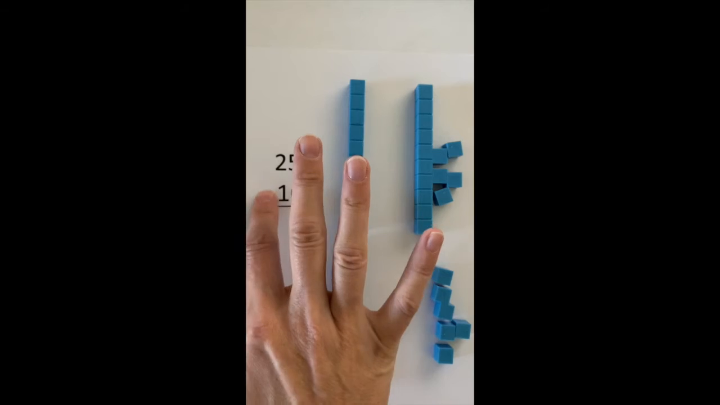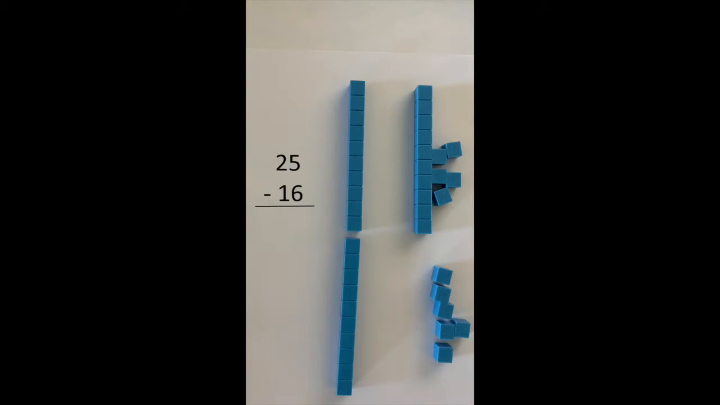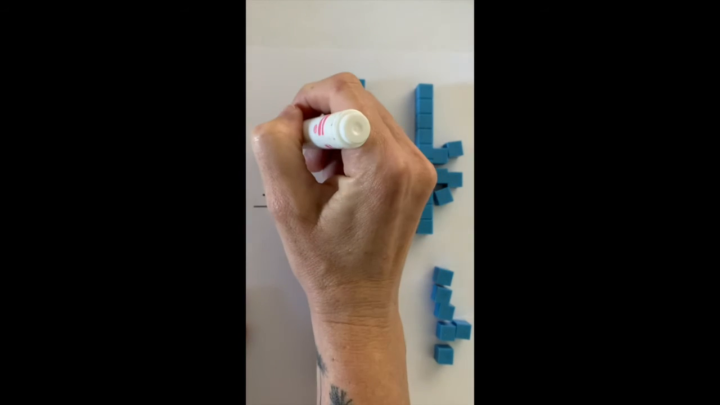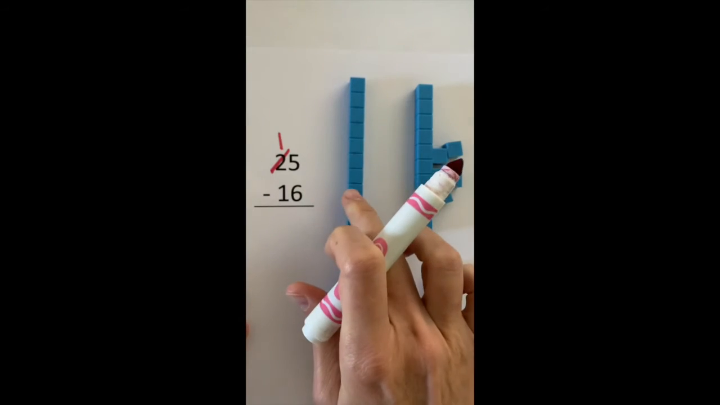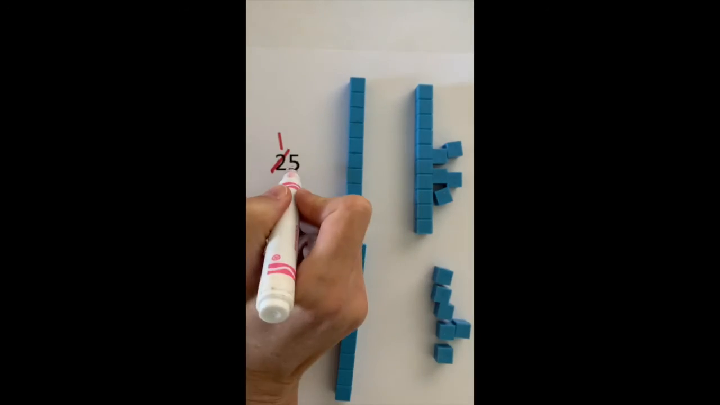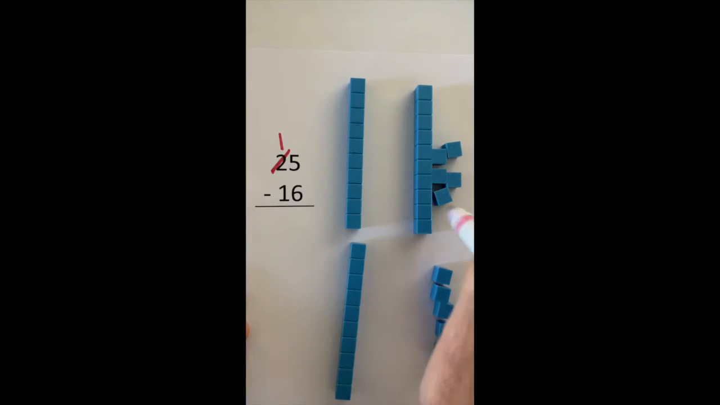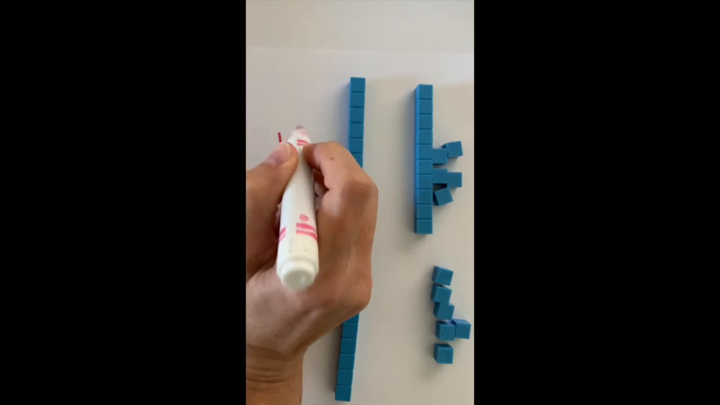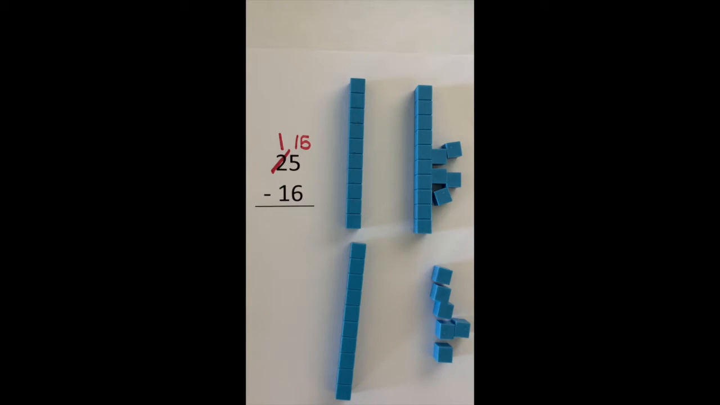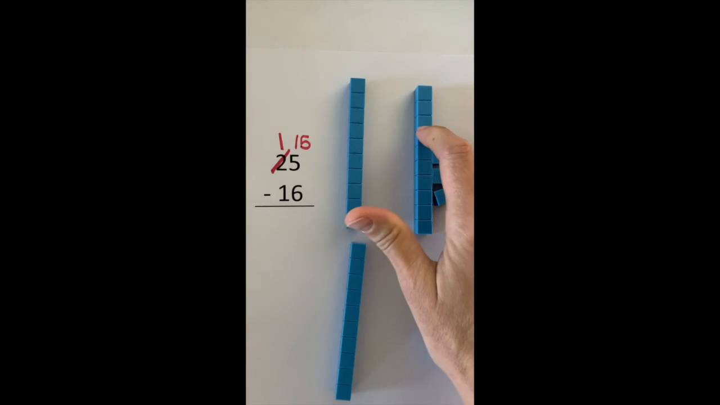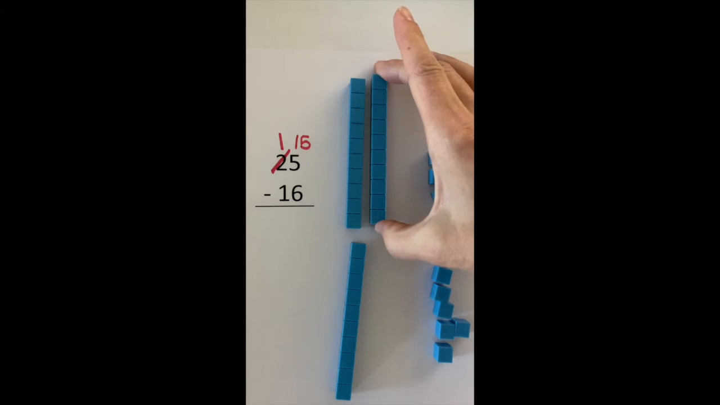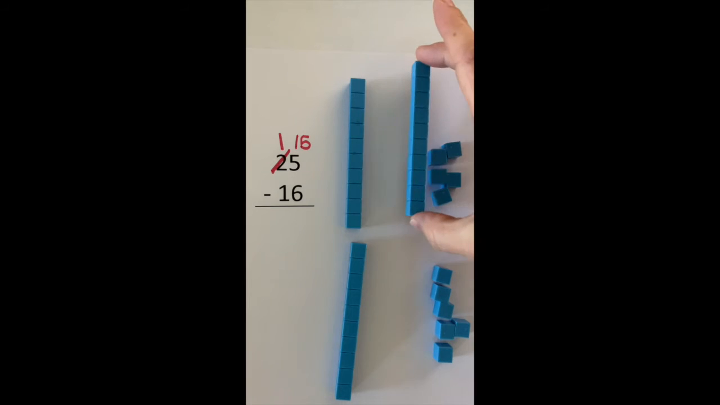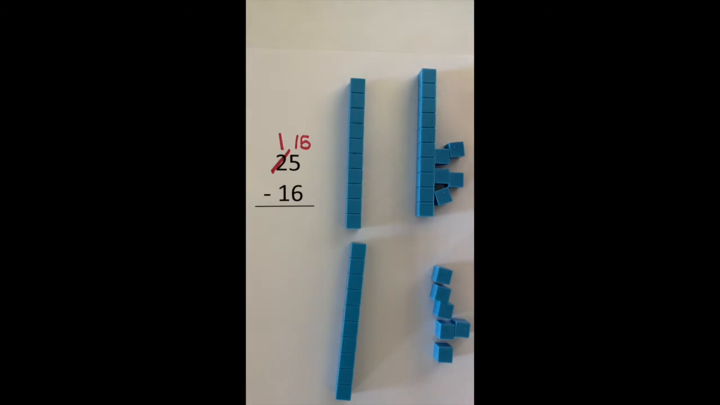So what I'm going to do here on my paper is cross off my 2 and lower it to 1, because now I only have 1 ten here, and then my 5 is not a 5 anymore. It is now 15. This gives a good visualization that I actually did take my 10 from my tens spot, my tens column, and I brought it over to my ones to create my 15.